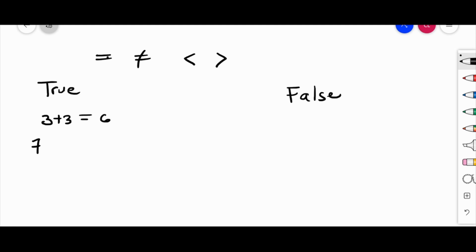7 is not equal to 8. This is true. Then we have 21 is less than 40, and 50 is greater than 25.